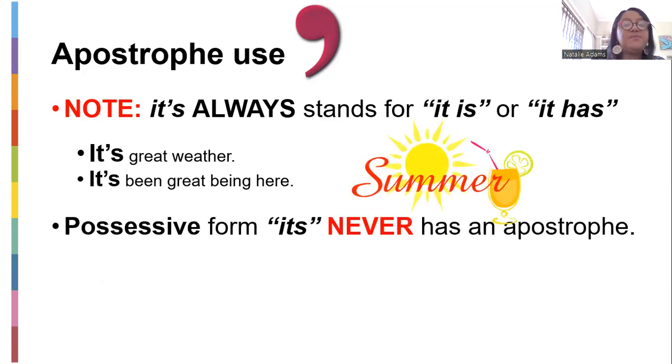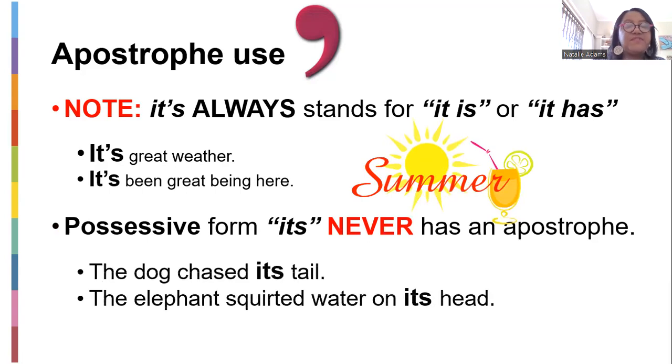If I look at the next one, it's a possessive form. It never has an apostrophe. So that's another one: the dog chased its tail. Whose tail is it chasing? The dog is chasing its tail, so it's referring to the dog. In that situation, it never has an apostrophe because it refers to a possessive.